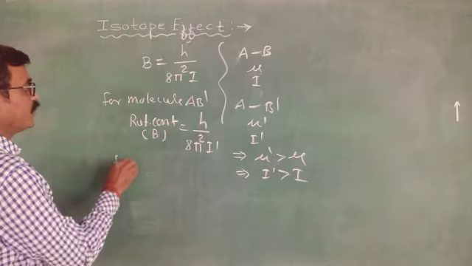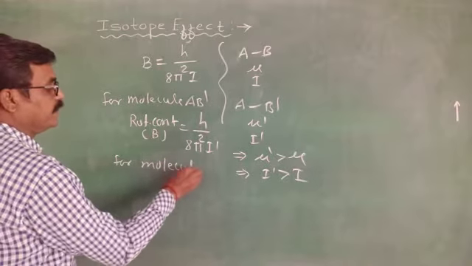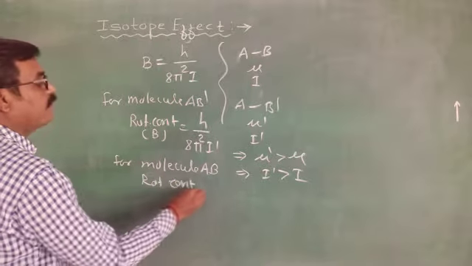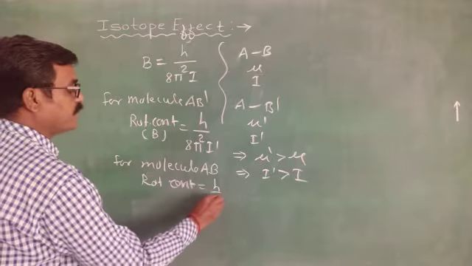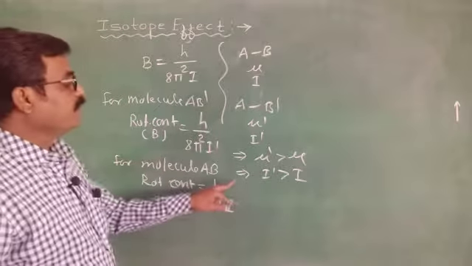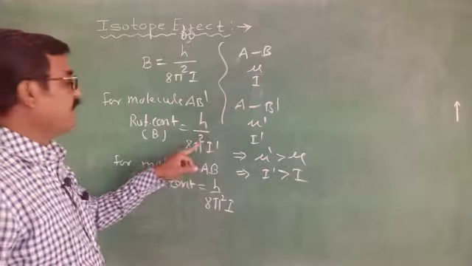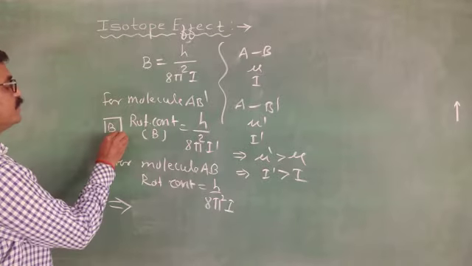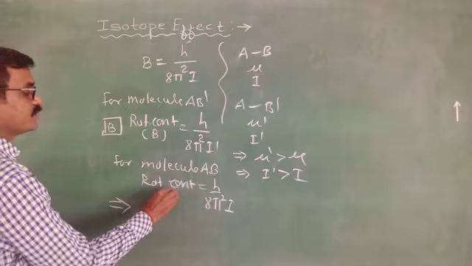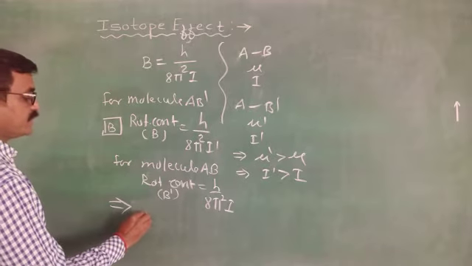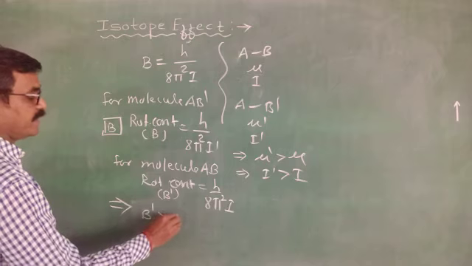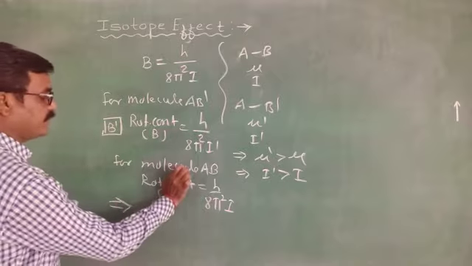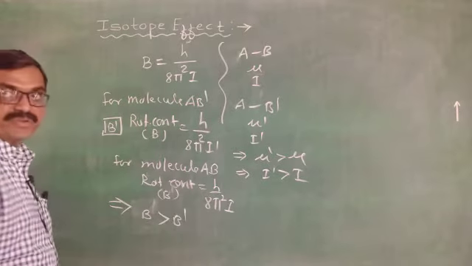And for molecule AB in the normal state, rotational constant equals h upon 8 pi square I. Here I dash is more, which means this rotational constant, suppose it is B, and for AB dash suppose it is B dash. Then it is clear that B will be greater than B dash.